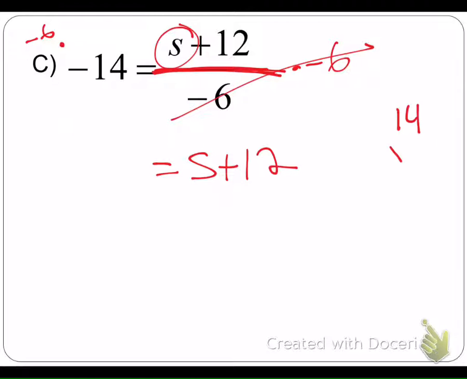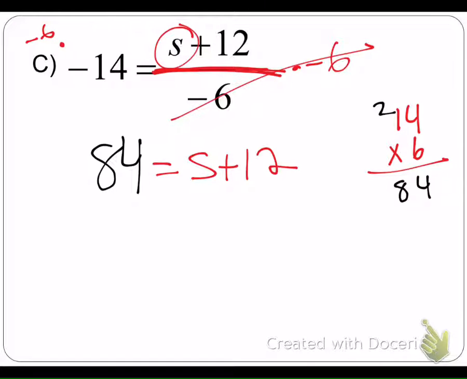I'm not sure off the top of my head what that is, so I can either get my calculator out at this point, or I can do a little multiplying over to the side. 14 times -6, so technically it's just 7 times 12. Okay. That sounds good.